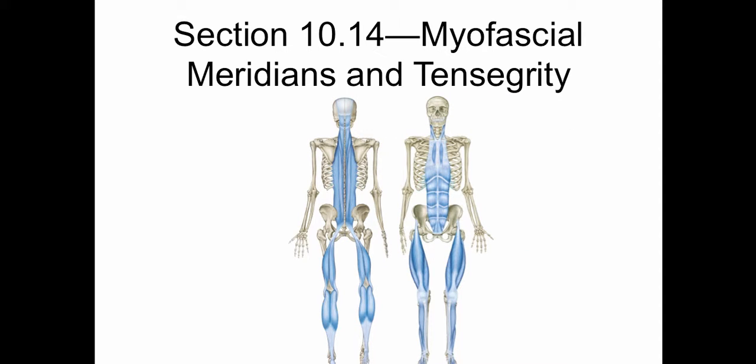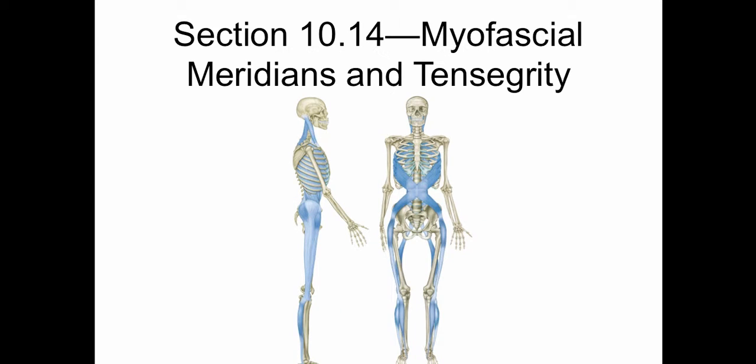Figure A on this slide shows the superficial back line myofascial meridian, and Figure B shows the superficial front line myofascial meridian. Figure C shows the lateral line myofascial meridian, and Figure D shows the spiral line myofascial meridian.